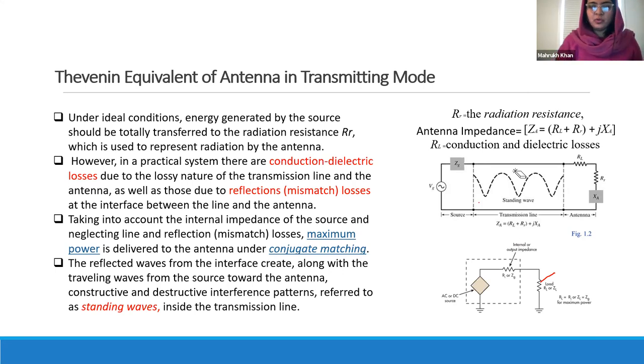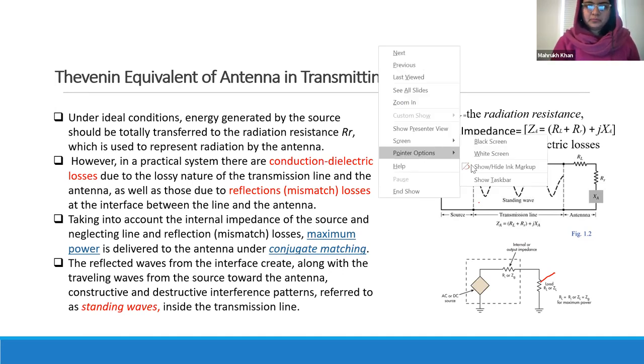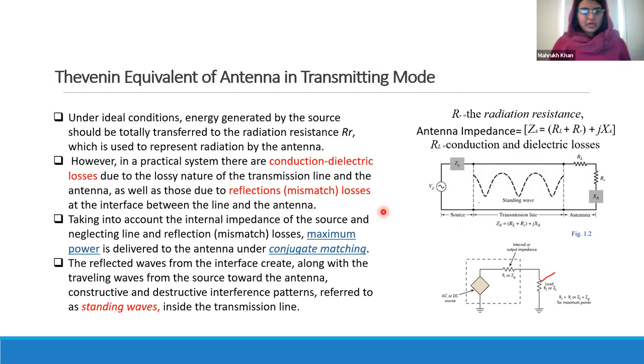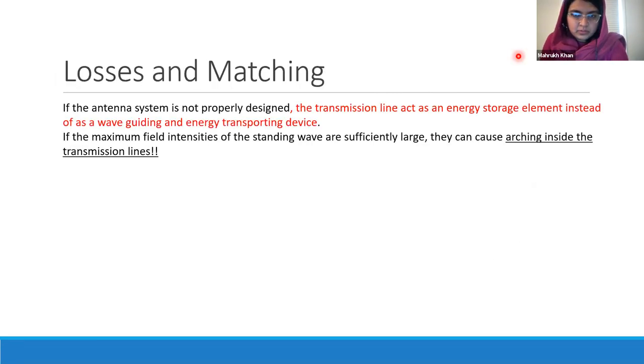So we have some threshold for standing wave ratio, and we say that the antenna is working perfectly if we have minimum standing waves, which shows that its reflection is minimum. If standing waves are minimum, we will say that its reflections are minimum. Okay, we are clear about this? Do you have any questions? So the big picture is, this is losses and matching.